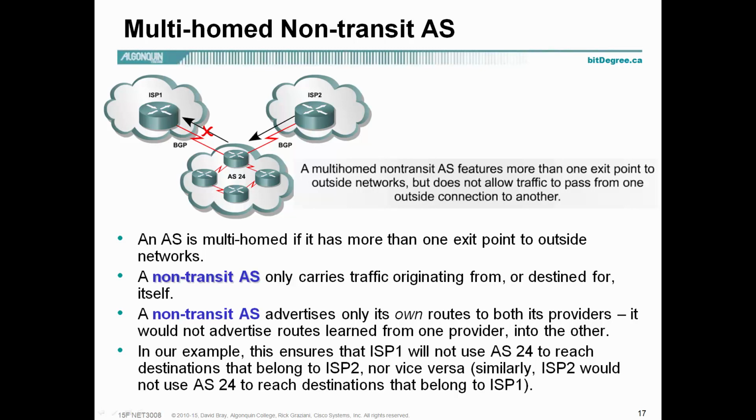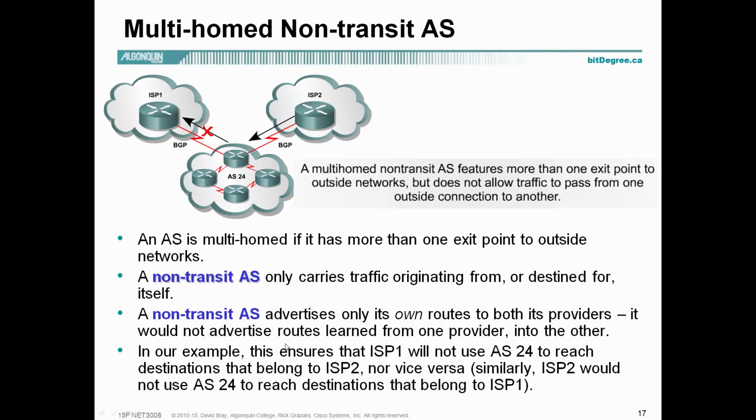So if you've got a multi-home non-transit AS, remember, we're doing that so that we have our own fault tolerance or resiliency, right? A transit AS is going to carry traffic originating and destined for foreign networks. A non-transit AS only carries traffic originating from or destined for the network itself, or that AS itself.